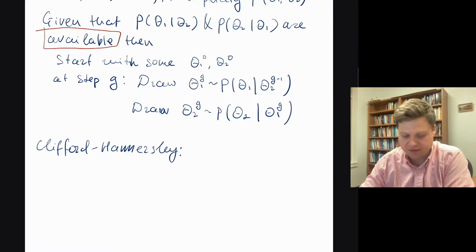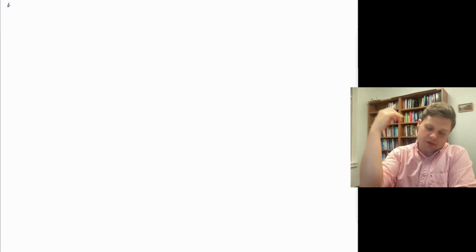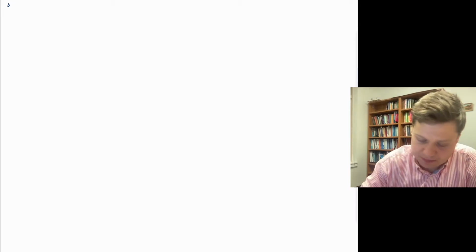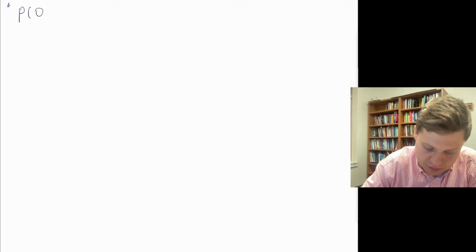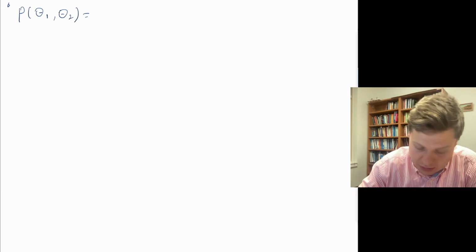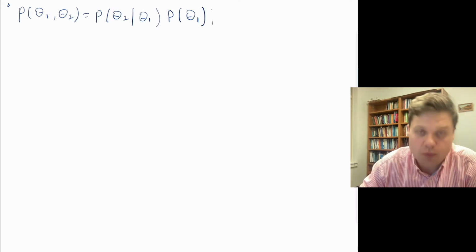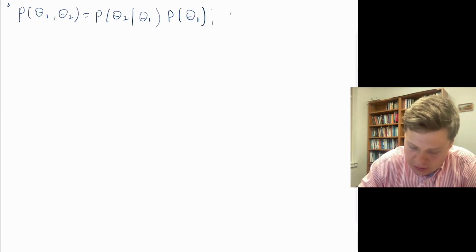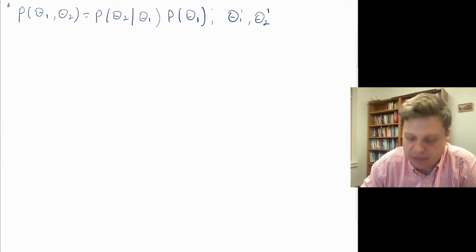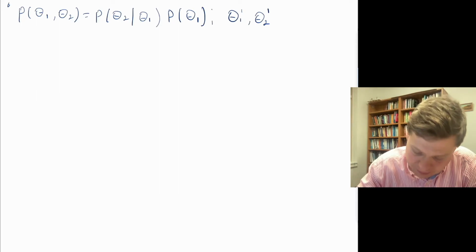So the result is the following. We will show the Clifford-Hammersley result for two variables. So let's say you have a joint density over two variables, theta 1 and theta 2. We're just going to write down this joint density as a product of the conditional of theta 2 given theta 1, and then the marginal over theta 1. And let's say we have another pair of variables, theta 1 prime and theta 2 prime, that come from the same density. So it's just a draw from the same density.